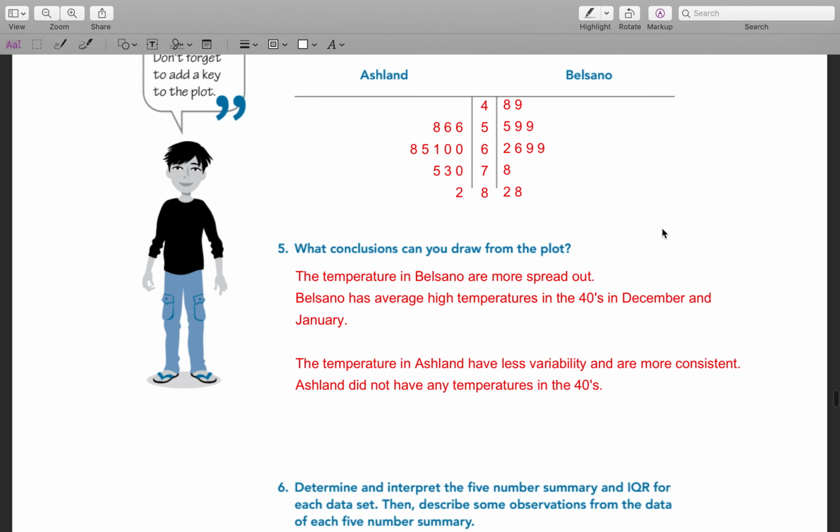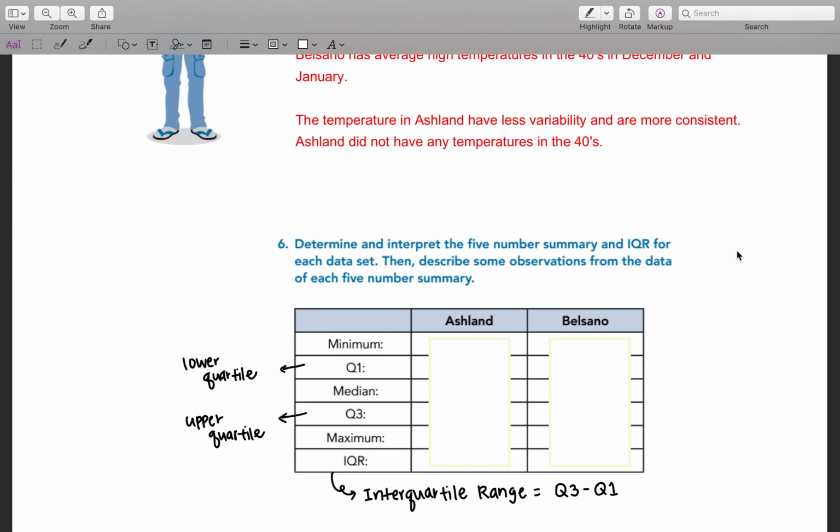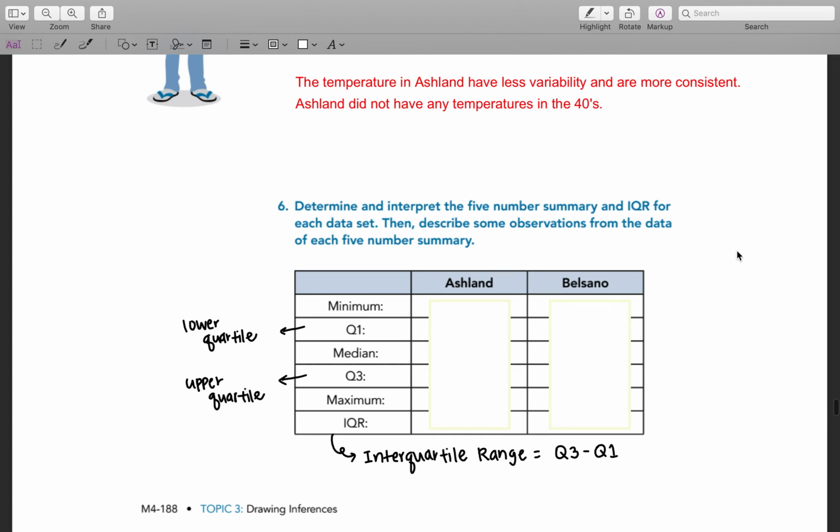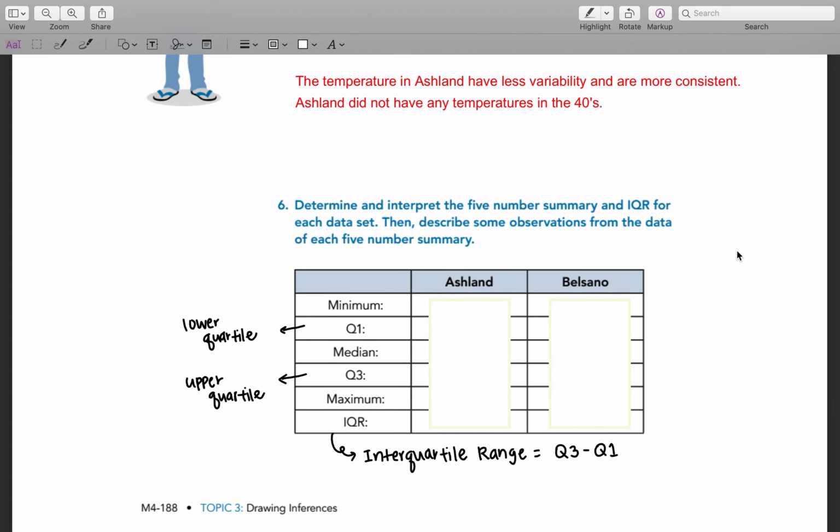Okay. Now determine and interpret the 5-number summary and IQR for each data set. Then describe some observations from each 5-number summary. So IQR means interquartile range, which is Q3 minus Q1. Remember, once again, Q3 is the upper quartile and Q1 is the lower quartile. Just recall that the lower quartile is the middle number from the lower half.